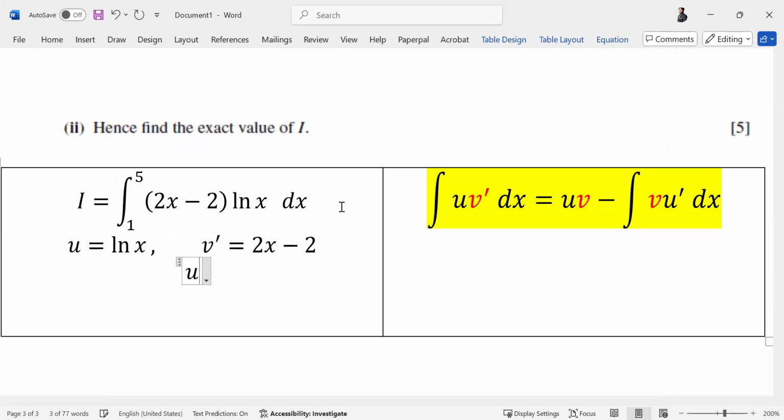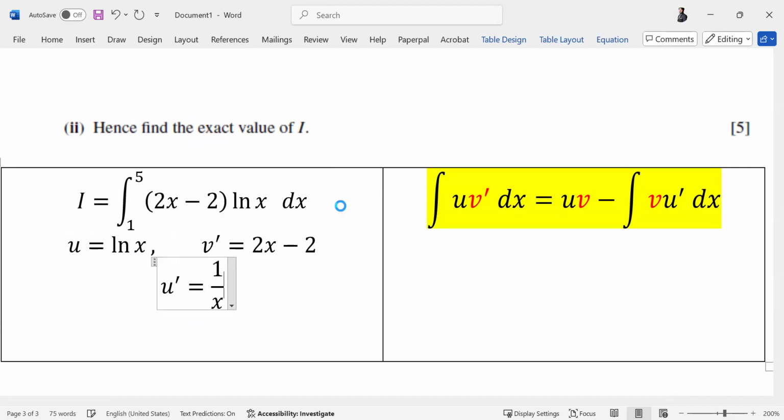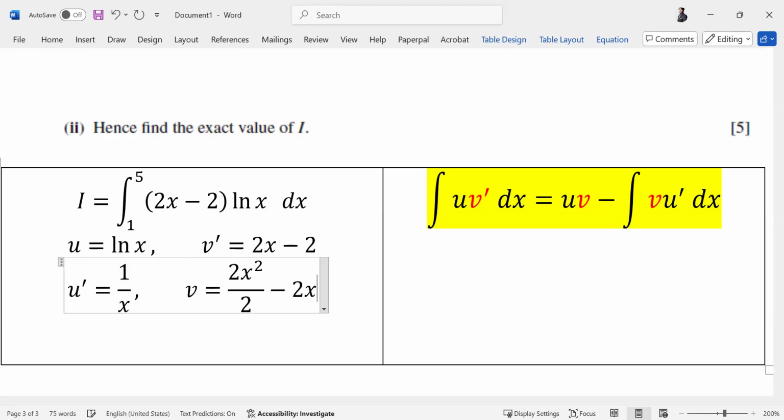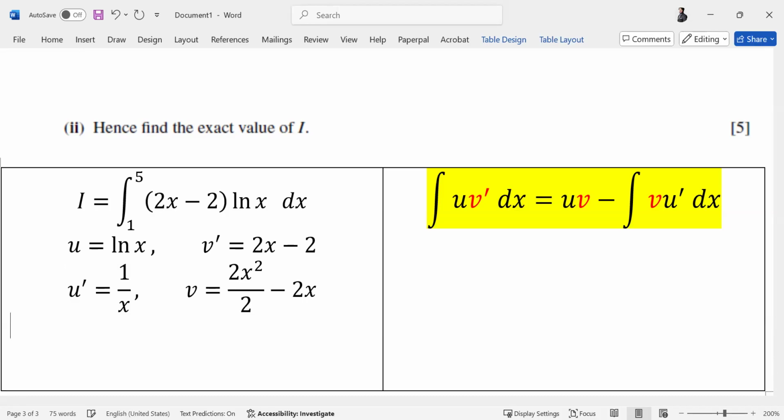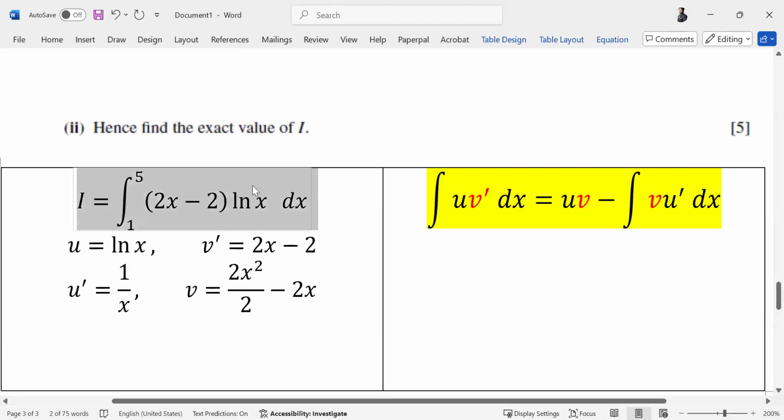Now be very careful. What is your U dash? What is the derivative of ln x? 1 over x. And what is your V? How do you get V from V dash? Integrate. So what is the integral of 2x minus 2? x square minus, 2x square upon 2 minus 2x. So 2 and 2 cancelled, so x square minus 2x. We could also have taken the 2 common. So remember we are integrating this entire thing. Okay?